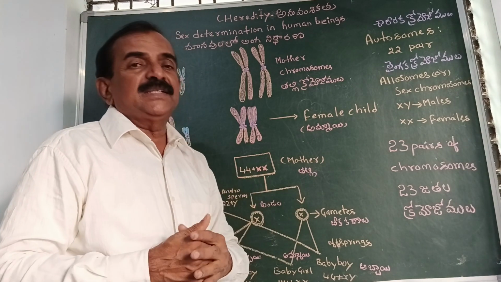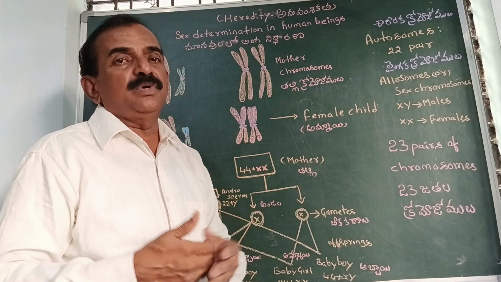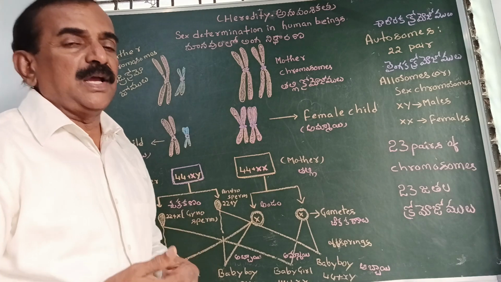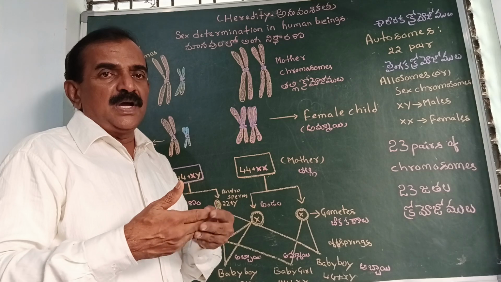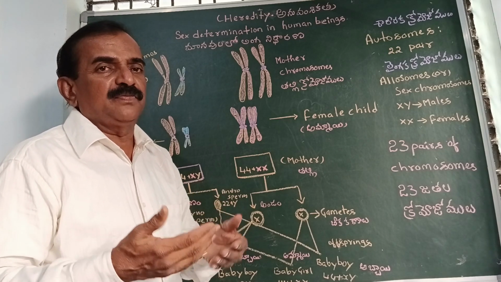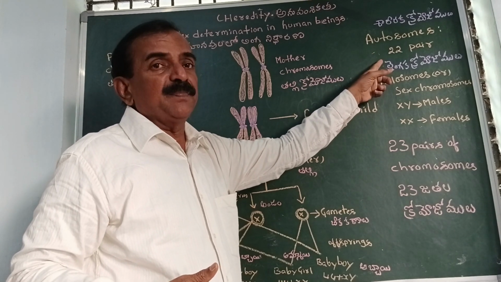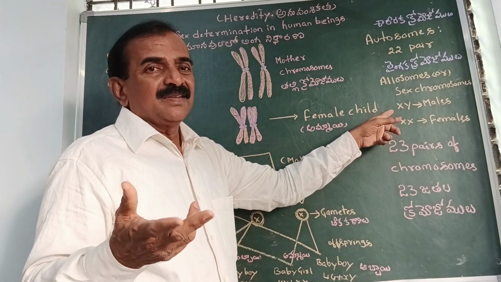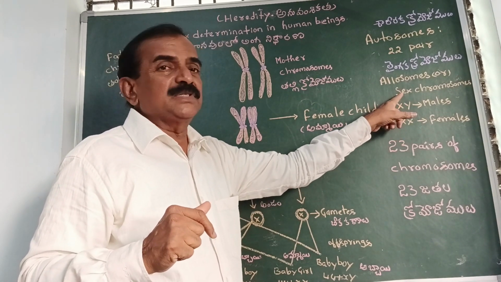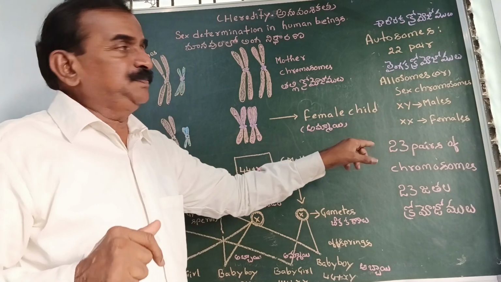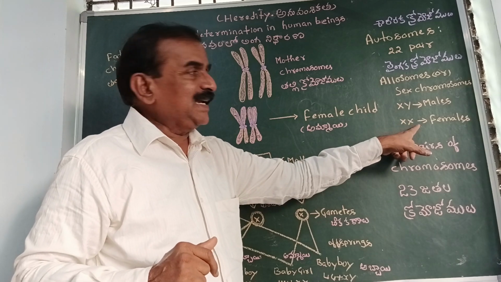So our body cells consist of a nucleus, and the nucleus consists of chromosomes, and chromosomes are of two different types, autosomes and allosomes. The chromosomes whose structure and morphology do not differ between male species and female species are called autosomes, and they are 22 pairs. And the chromosomes which differ in structure and morphology between male and female species are called allosomes or sex chromosomes. In case of males, sex chromosomes are XY. In case of females, sex chromosomes are XX.